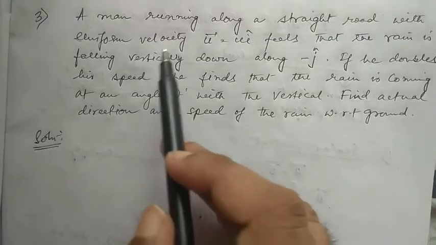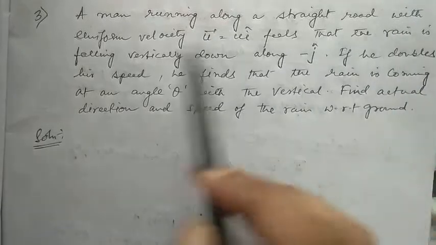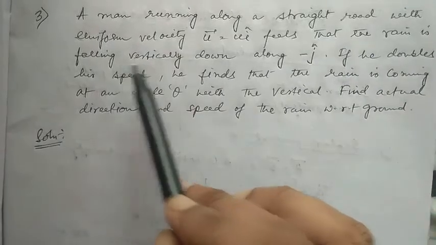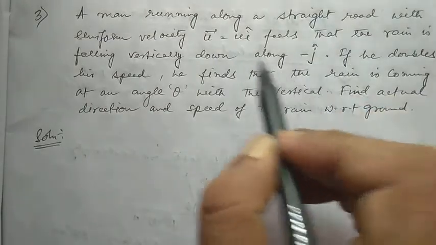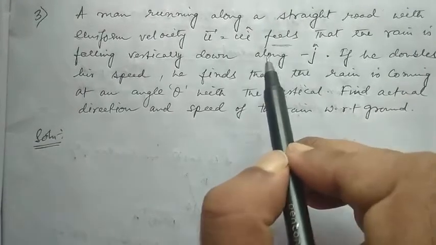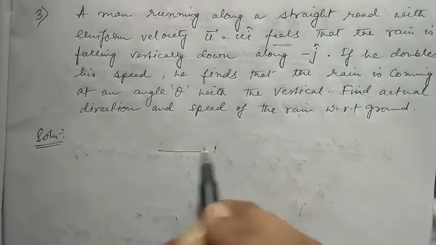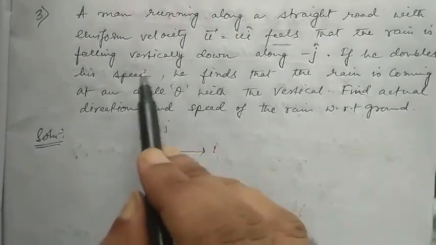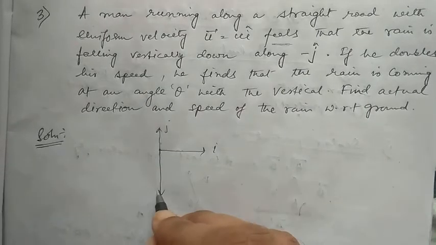Now we take another example. This is a little bit tough example. A man running along a straight road with uniform velocity u is equal to u i cap feels that the rain is falling vertically down along minus j. Now up till this point we try to draw the diagram. Now this feels means the relative velocity. So if this is i, this direction is i, this is j, plus x plus y, but he feels the rain is falling vertically down along minus j.